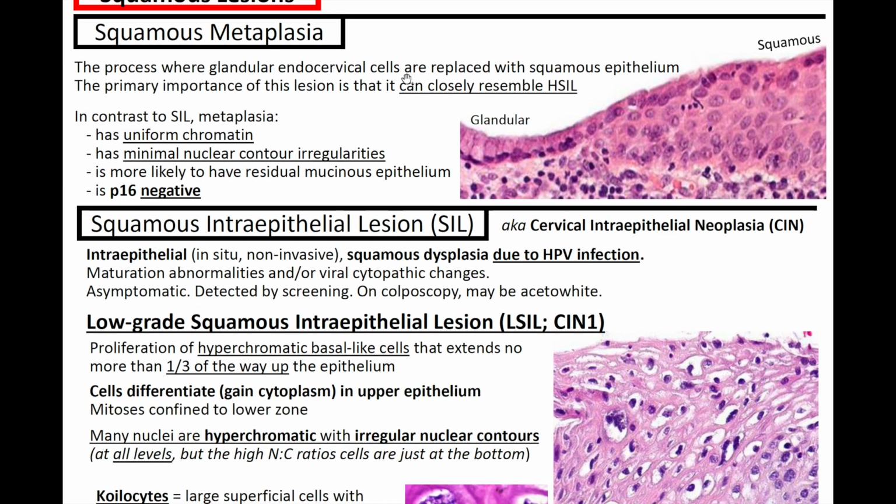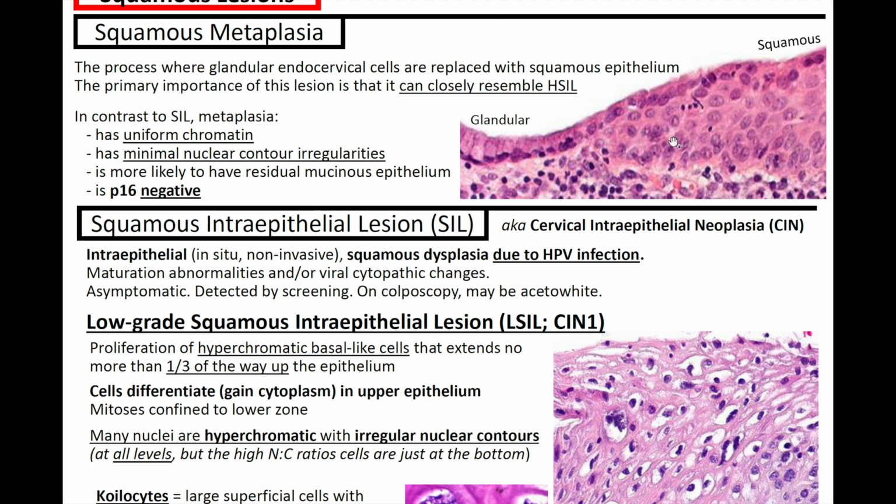So in the cervix you can have squamous metaplasia, which is the process where glandular endocervical cells are replaced with squamous epithelium. The primary importance of this lesion is that it can closely resemble HSIL. So in contrast to SIL, or squamous intraepithelial lesion, metaplasia has uniform chromatin, has minimal nuclear contour irregularities, is more likely to have residual mucinous epithelium, and is P16 negative.